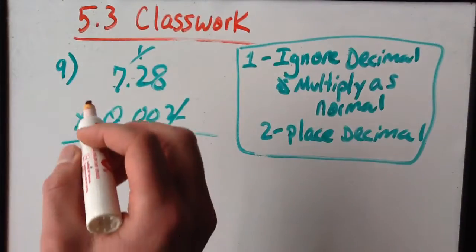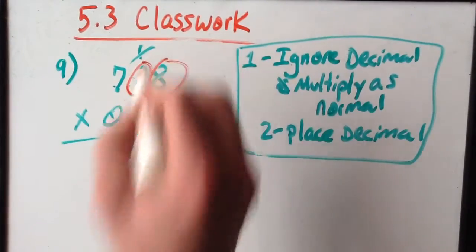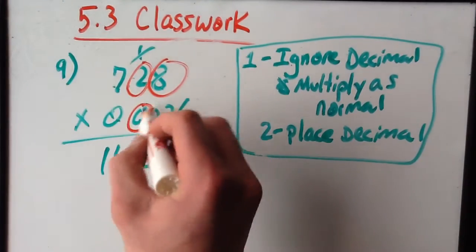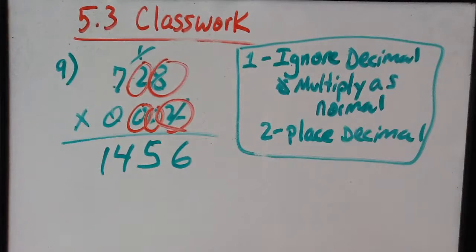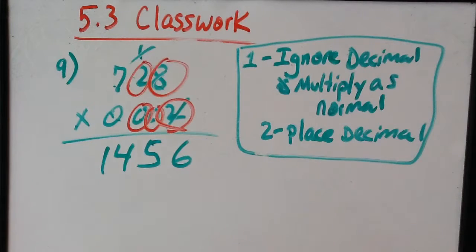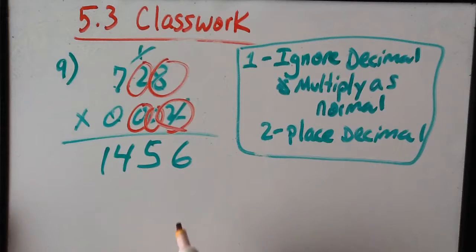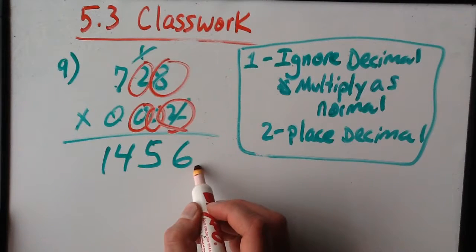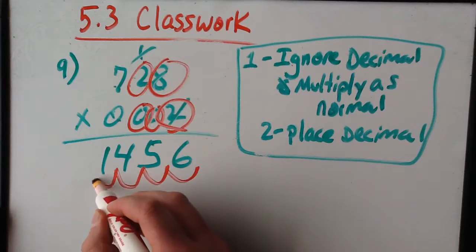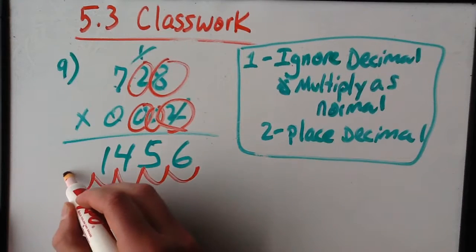In this number, I have 2 digits after the decimal point, and in my second number I have 1, 2, 3 digits after the decimal point. Okay, so in my answer I should have 2 plus 3, that's 5. I should have 5 digits after the decimal in my answer. So let's start on the far right and go 5 places to the left. 1, 2, 3, 4, I got to go one more, 5.